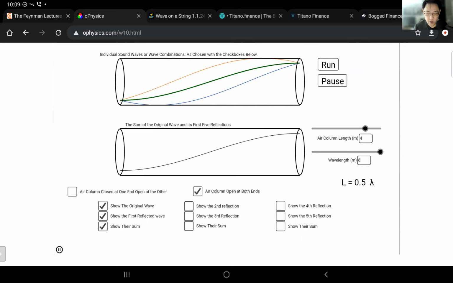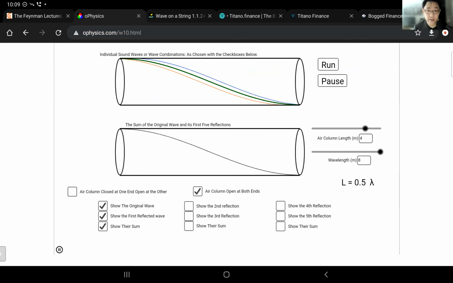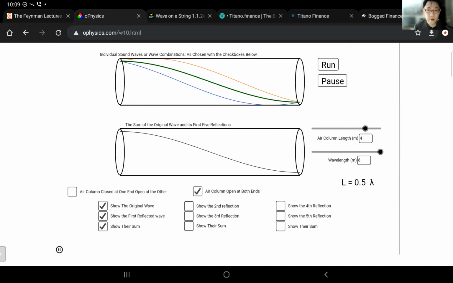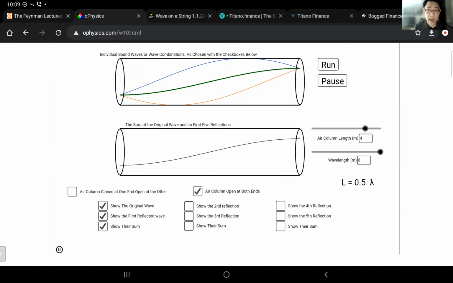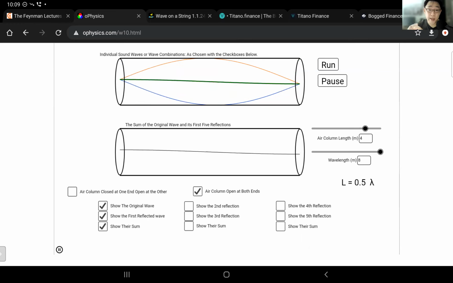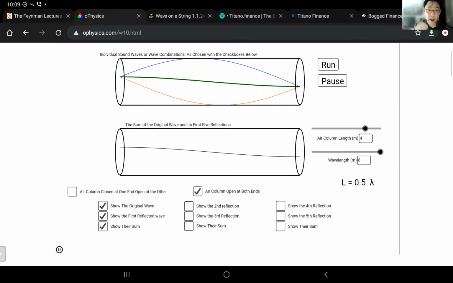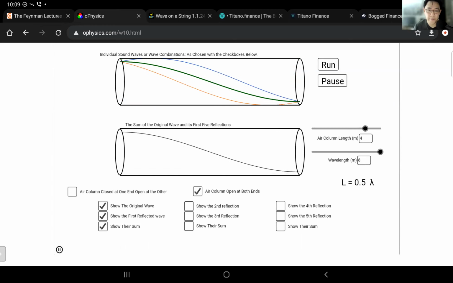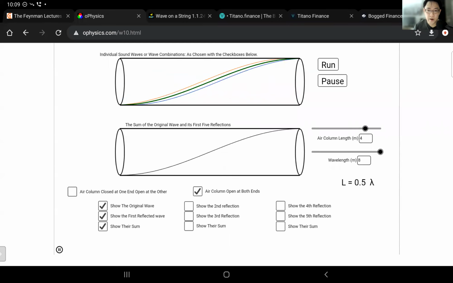All right, so let me show their summation over here. See that? This is a nice simulation. The green curve in the upper tube is showing you the summation of the blue and the orange at all times. And that green is being copied down at the bottom. Cool. All right, and this works.